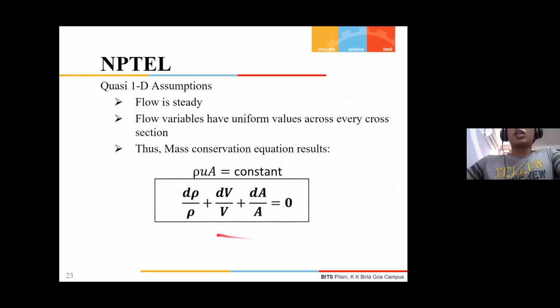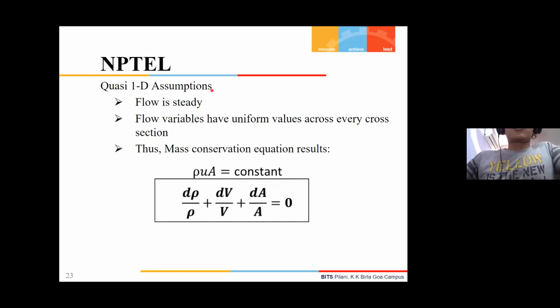Next, we learned about the quasi-1D assumptions. These are undertaken to simplify the process of modeling compressible flows. The first assumption is that the flow is steady, so its properties do not change with time. The next most important assumption is that the flow variables across every cross section of the flow have uniform values.